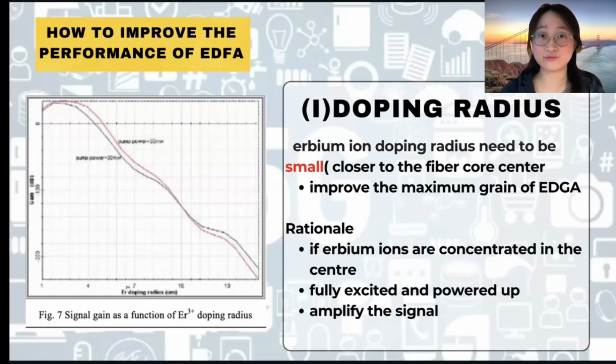So how can we improve the performance of the EDFA? The first one is the doping radius. When the doping radius is small, it can improve the maximum gain of the EDFA, and the result is shown in this graph. It's because the erbium ions are concentrated in the center.